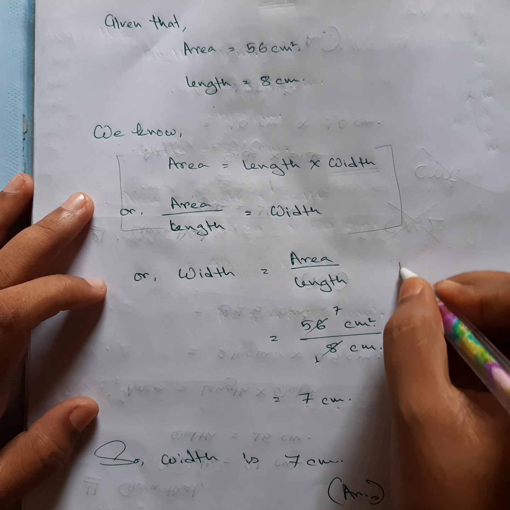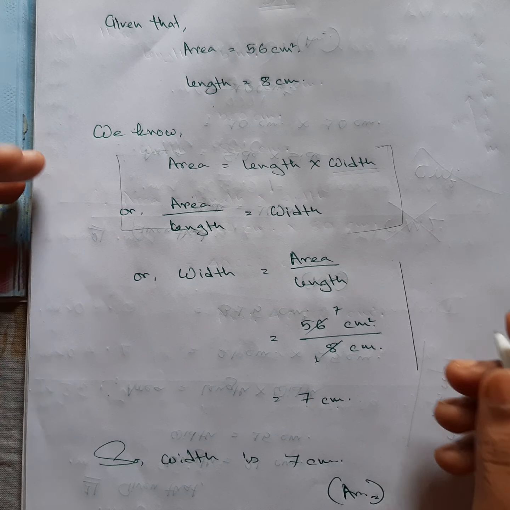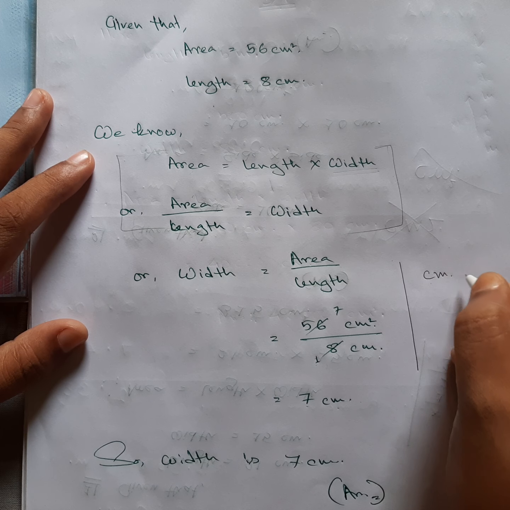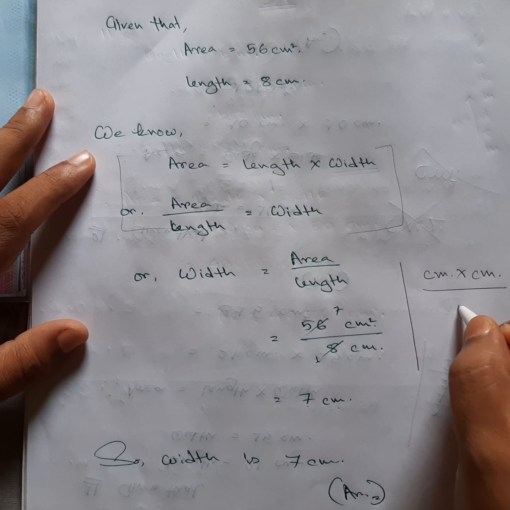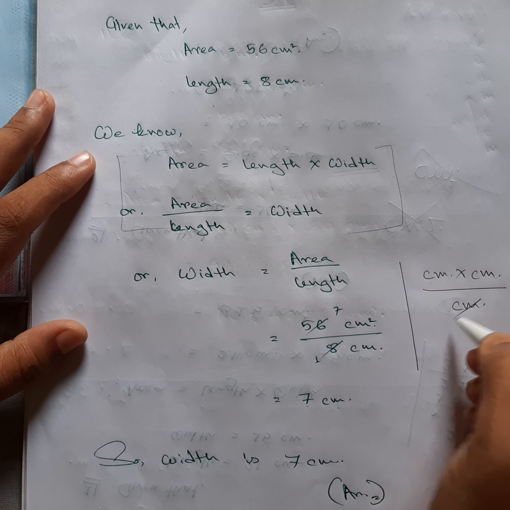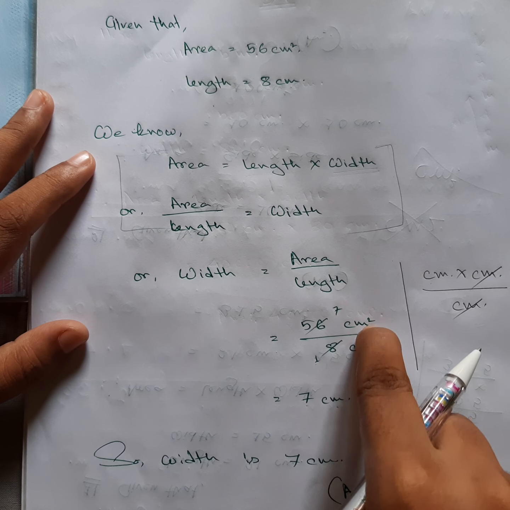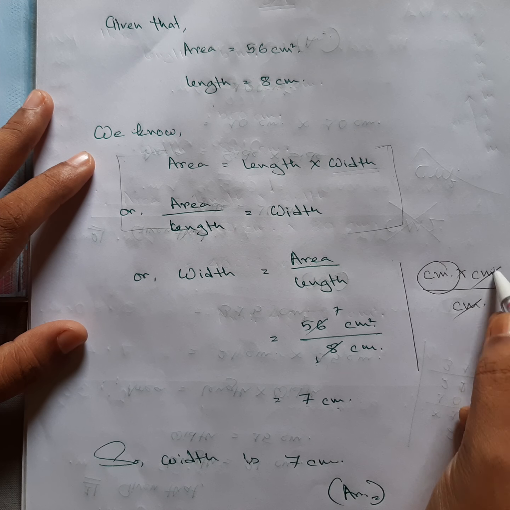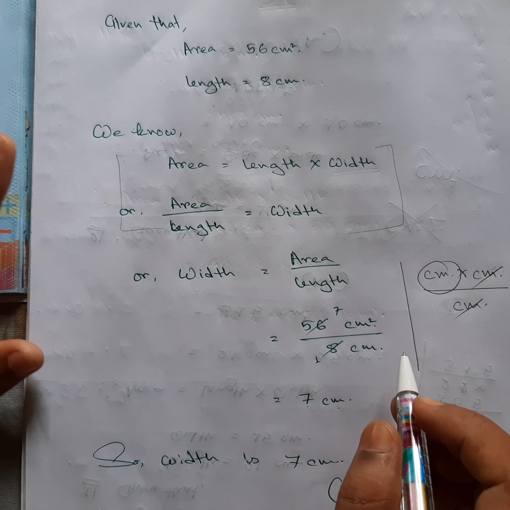If you are a little bit curious about that part, I can show you. Basically, centimeter into centimeter, multiplying two centimeters together, is centimeter square, and when we are dividing them, we can cut down one centimeter, so that centimeter is left, not square centimeter, because we can cut down the other one. This is why it is centimeter only, not centimeter square.